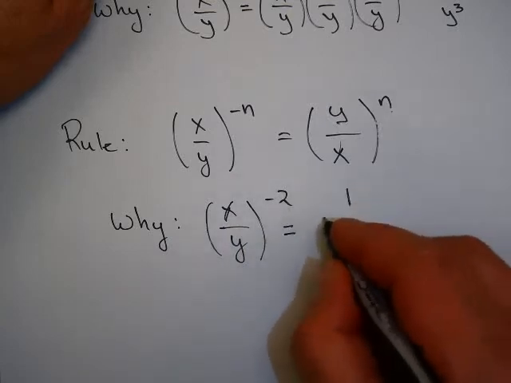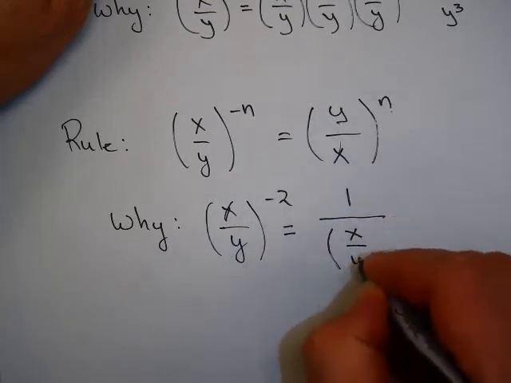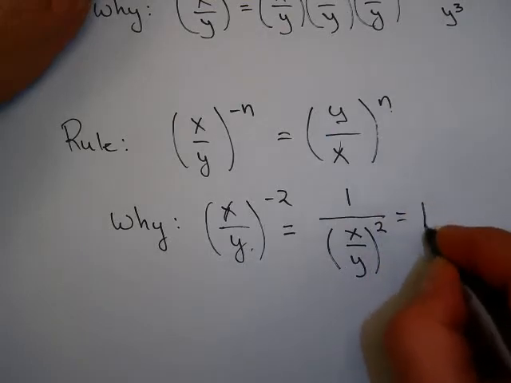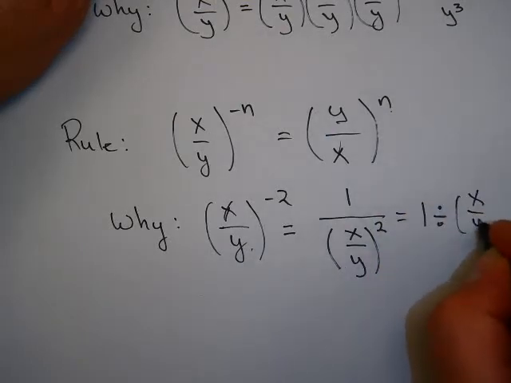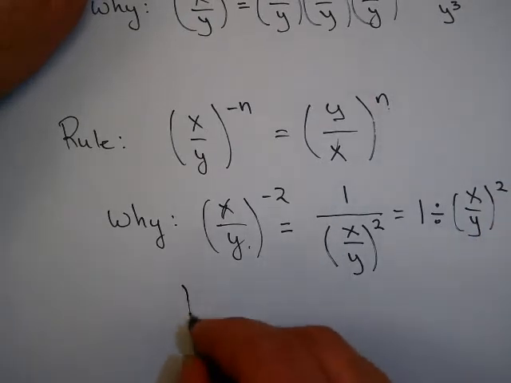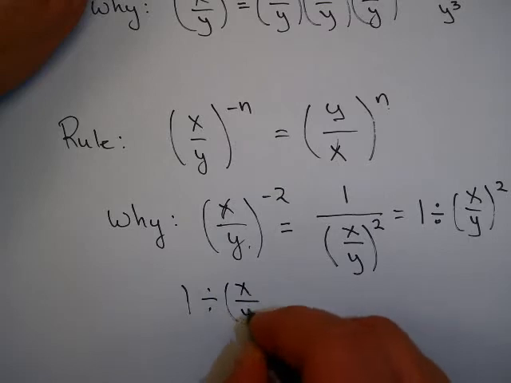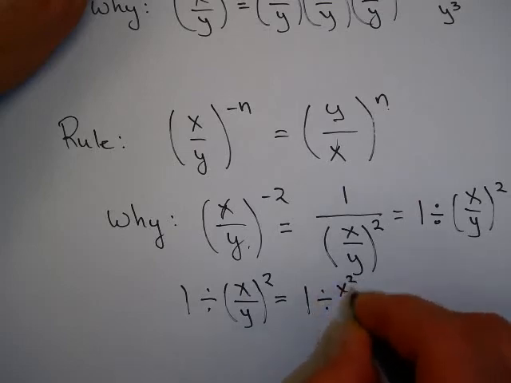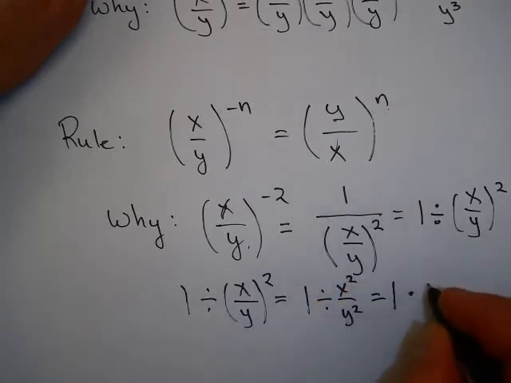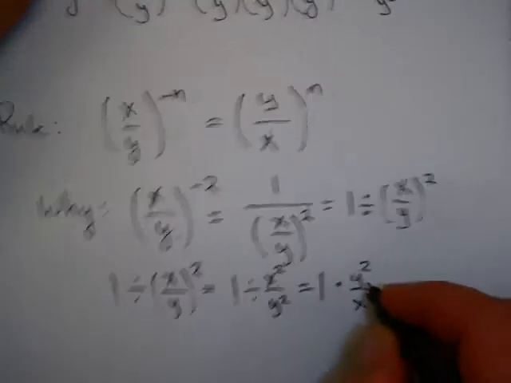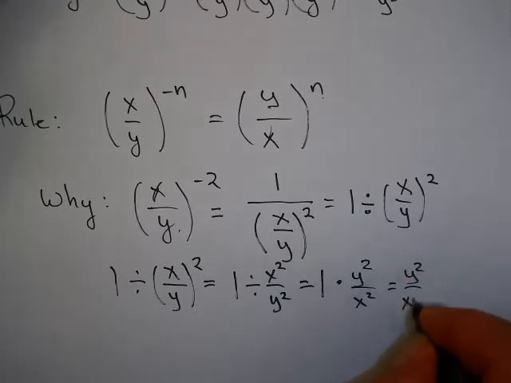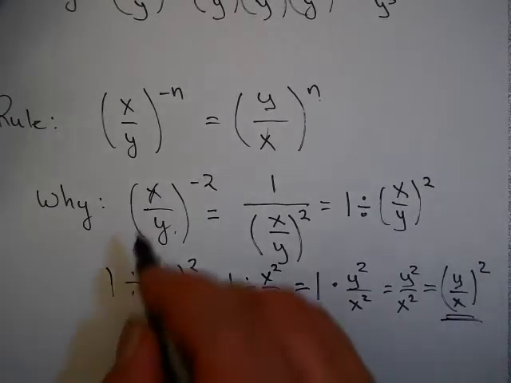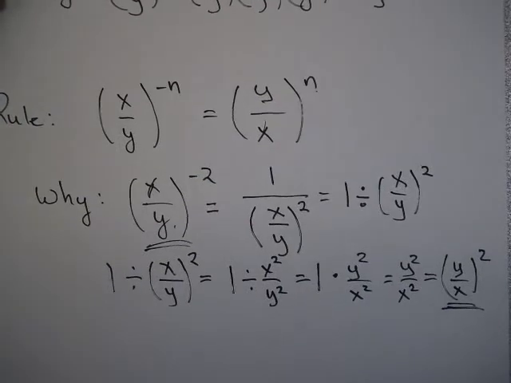We know that a negative exponent means 1 over that item raised to the negative exponent made positive. So this equals this. Now this can be rewritten as 1 divided by x over y squared. If you believe the rule I wrote above, 1 divided by x over y squared is 1 divided by x squared over y squared, which is 1 times y squared over x squared, which is y squared over x squared, of course, because I'm just multiplying by 1, which is just this. So look at this and look at this, and you'll see that that rule kind of applies.